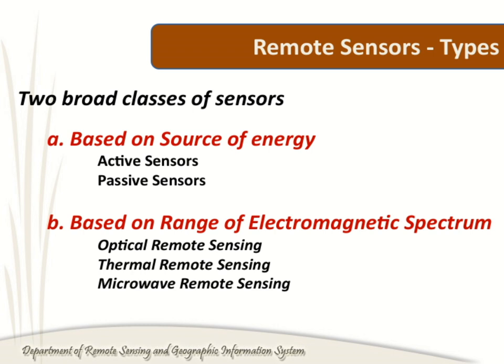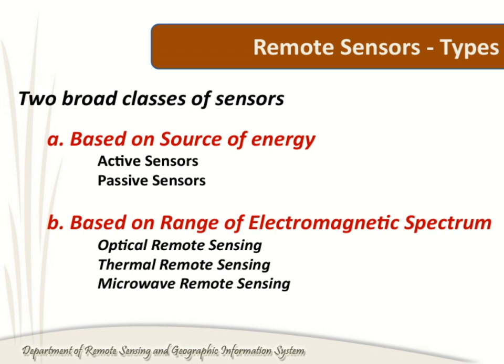Now, moving on to how sensors are categorized based on the range of the electromagnetic spectrum they utilize. We have optical remote sensing, which captures visible and near-infrared light. Think of it as what our eyes see. Then, there's thermal remote sensing, which detects heat energy emitted by objects, giving us information about temperature differences. Microwave remote sensing uses longer wavelengths, allowing us to peer through clouds and even the Earth's surface, which is especially useful in various weather conditions.